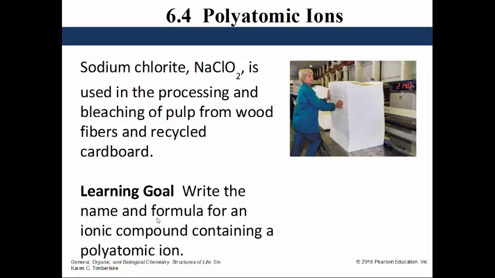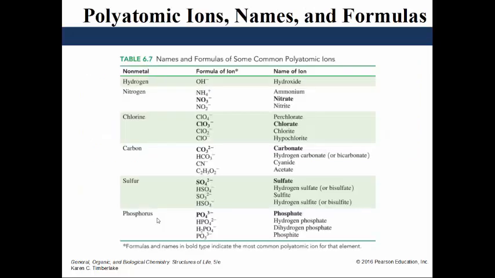So for this next section of this chapter, we'll talk about how to write the formulas for polyatomic ions and how to name formulas if you are given them. Here are some common examples of polyatomic ions and their names and their formulas. The nonmetal hydrogen, its ion would be hydroxide, or OH-. For nitrogen, you can have multiple forms of an ion. NH4+ would be ammonium, NO3-, nitrate, NO2-, nitrite.